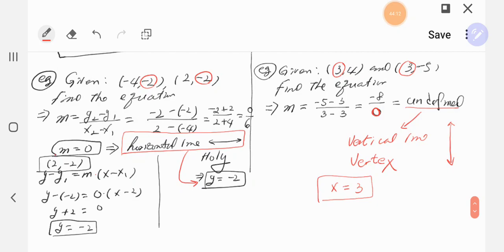If the 2 given points form a horizontal line, then the equation is y equals the y value. If the 2 points make a vertical line, then the equation is x equals the x value. Very important. Okay, we are done.